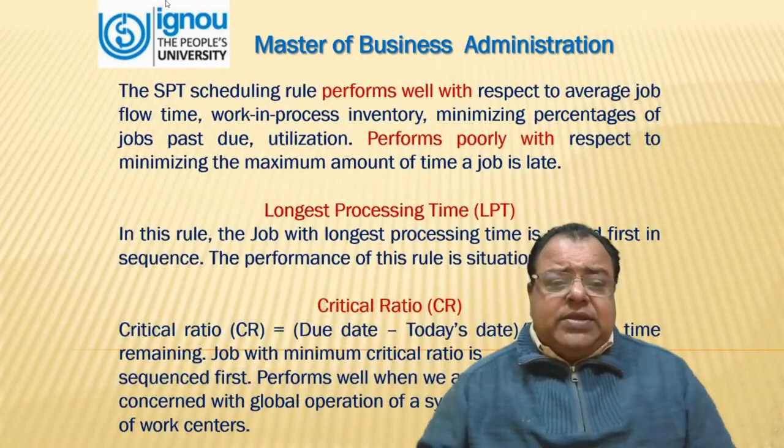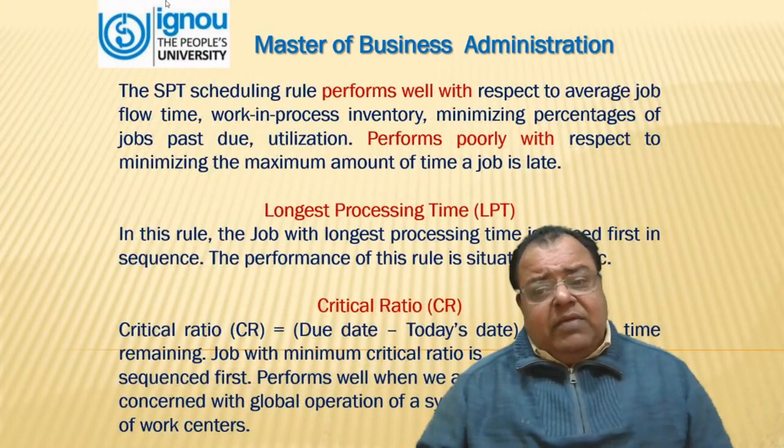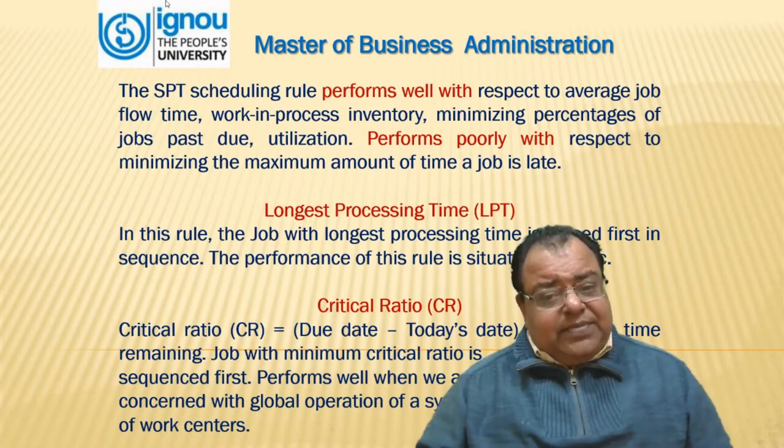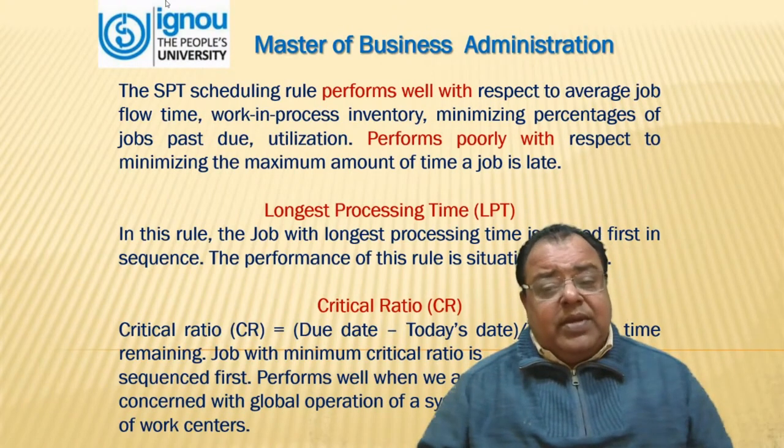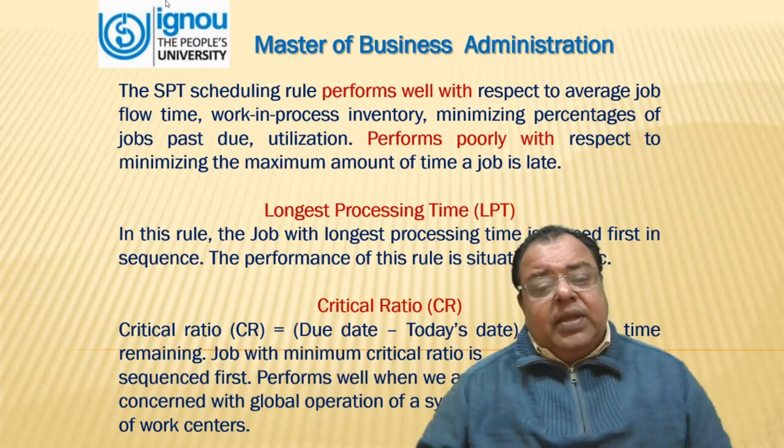The SPT scheduling rule performs well with respect to average job flow time, work in process inventory, and minimizing the percentage of jobs past due, as well as utilization. It performs poorly with respect to minimizing the maximum amount of time a job is late.